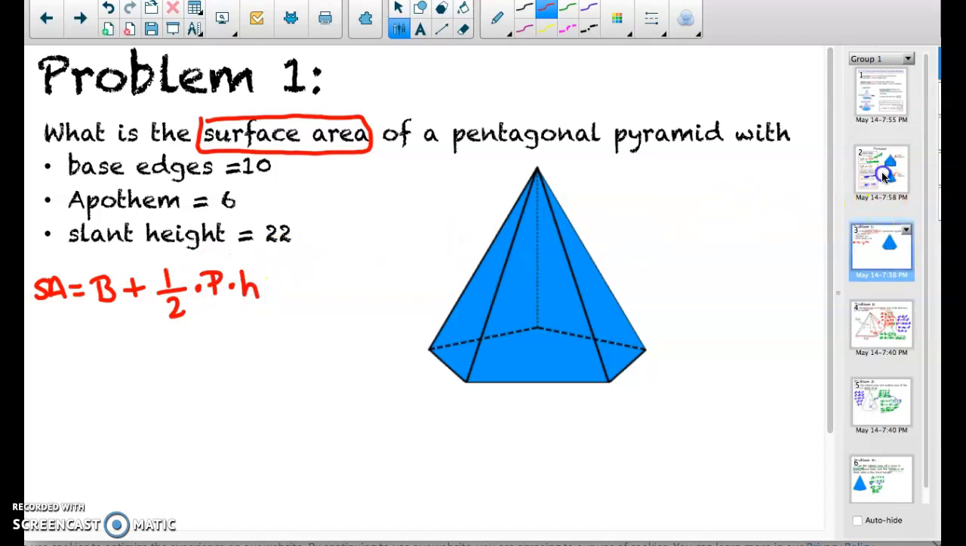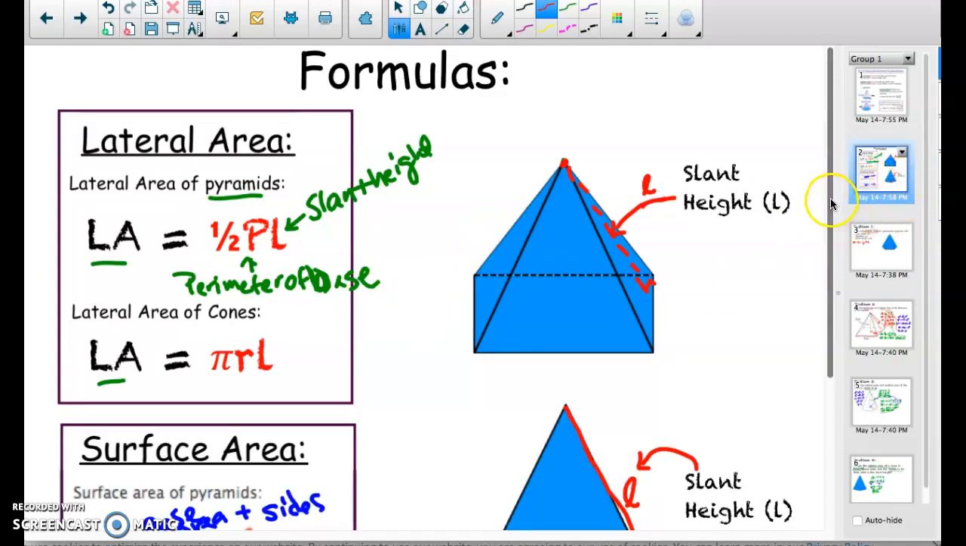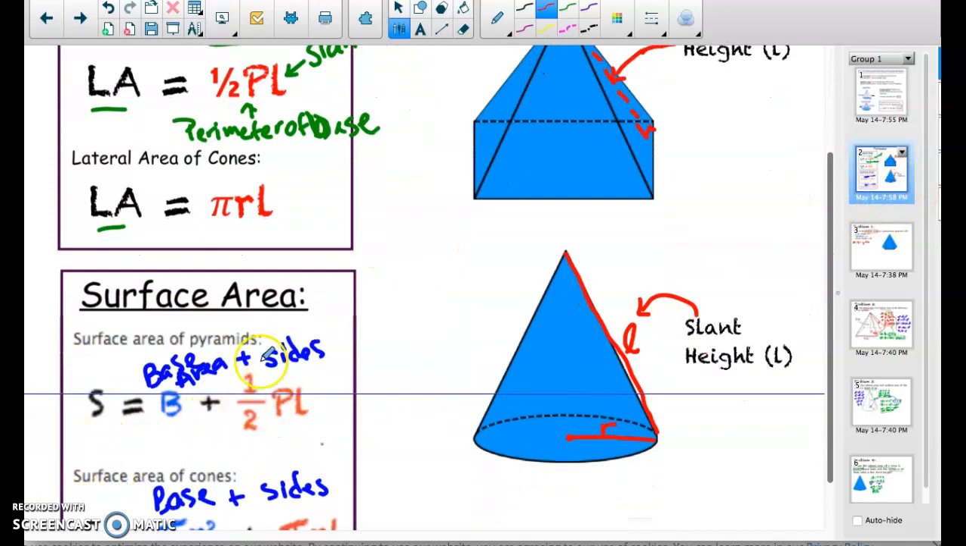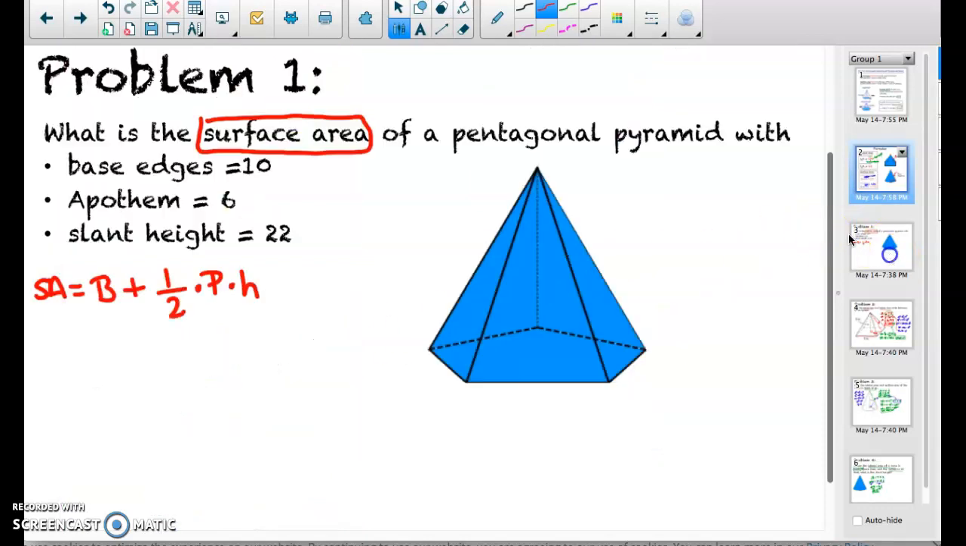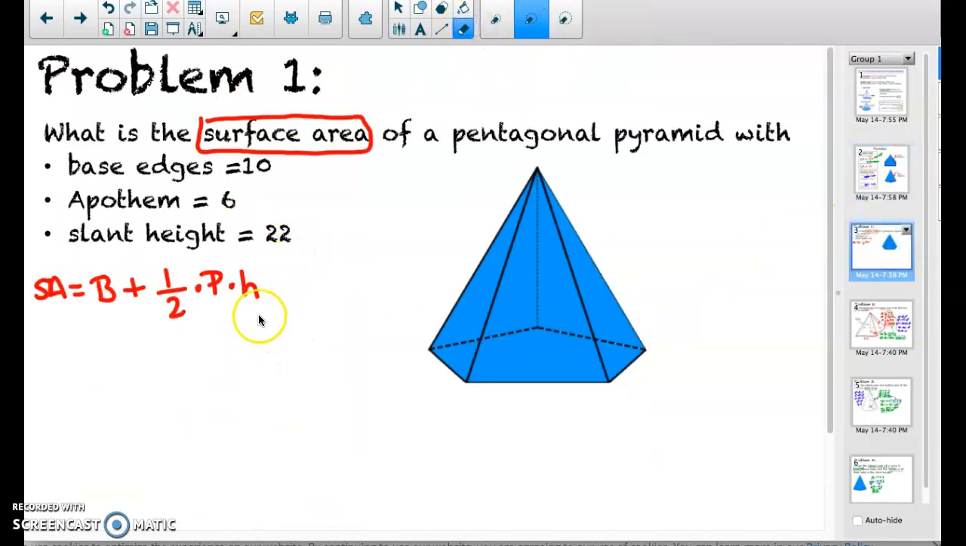Or sorry, times the slant height. Pardon me, I wrote it down wrong. Base area plus 1/2 times perimeter of the base times that slant height. This is the one that I'm using for pyramid, since that's what we're working with here. Sorry, I wrote an H. It's supposed to be an L for slant height. Okay, now this capital B stands for area of the base, and notice this is not an easy shape to calculate the area of.